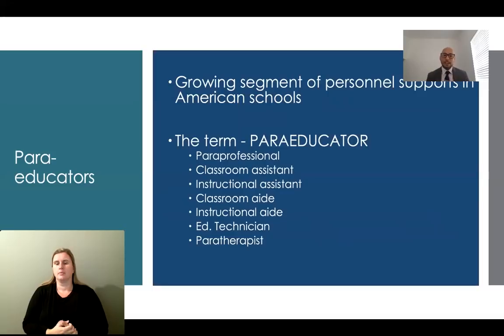But who are paraeducators? Paraeducator support has been considered a critical component in meeting requirements for FAPE, free and appropriate public education, for students.